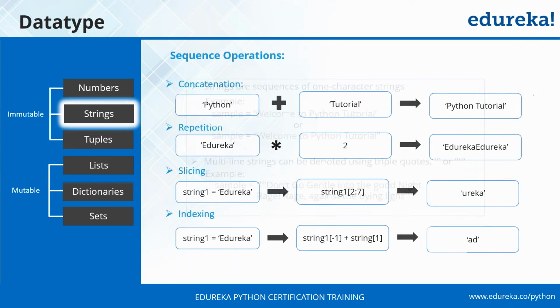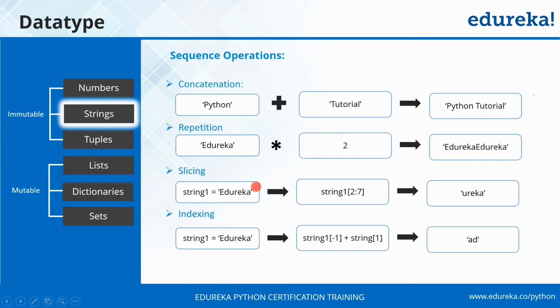So let's move forward and look at some of the operations that you can perform using strings. These are basic sequence operations. One of the most popular is string concatenation. To perform string concatenation, all you need to do is use the plus operator. So you have string 1, that is Python, string 2 is tutorial, and it gets combined to Python tutorial. Similarly, if you wish to repeat a string, all you need to do is use the star operator followed by the number of times you wish to repeat it. So that gets repeated the number of times that you have specified.